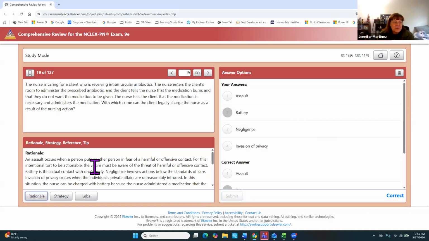Yep, an assault occurs when a person puts another person in fear of a harmful or offensive contact. For this intentional tort to be actionable, the victim must be aware of the threat or of harmful or offensive contact. Battery is the actual contact with one's body, and then negligence involves actions below the standard of care. An invasion of privacy occurs when the individual's private affairs are unreasonably intruded. All right, good job.